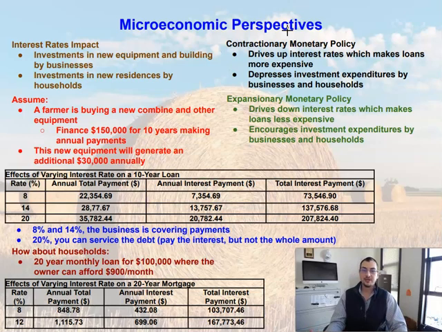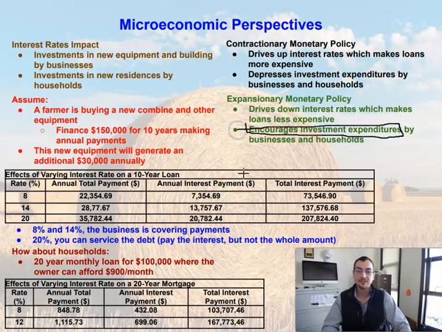So simply, just to recap, from the microeconomic perspective, the lower the interest rates, the more enticing a loan is. The higher the chances of profitability for a business, and the more that an individual household can actually afford in terms of new residences. So the lower the interest rate, the higher the level of investment expenditures. It's going to encourage those investment expenditures. Whereas the higher the interest rate, the less likely they're going to invest that money in those expenditures.